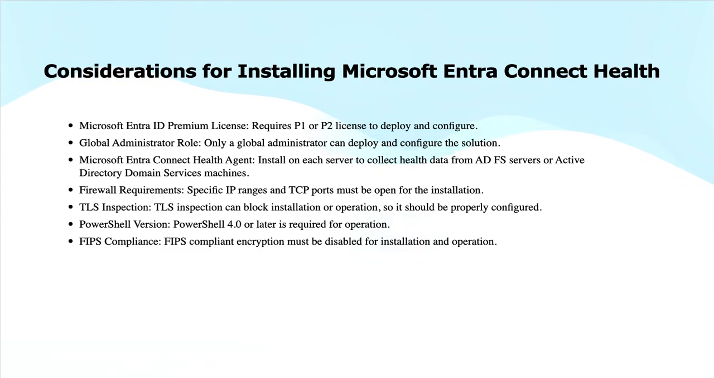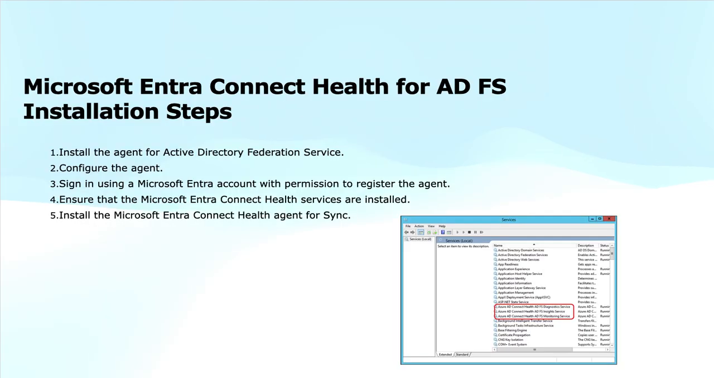The Microsoft Entra Connect Health for ADFS installation steps are: install the agent for Active Directory Federation Services, configure the agent, sign in using a Microsoft Entra account with permissions to register the agent, then ensure that the Microsoft Entra Connect Health services are installed. Install the Microsoft Entra Connect Health agent for synchronization. This agent acts as a sensor and keeps monitoring the health issues of the identity server, the ADDS or ADFS server, and keeps sending the details to the Entra Connect Health portal, where you can see everything through one single pane of glass.